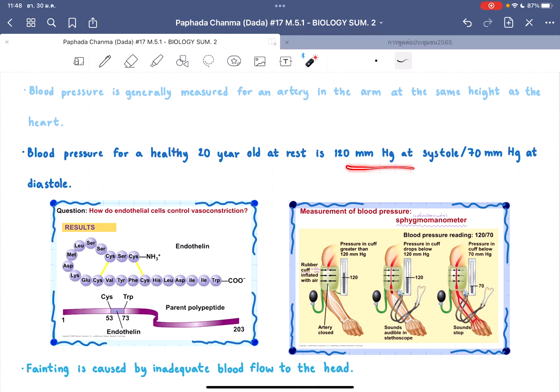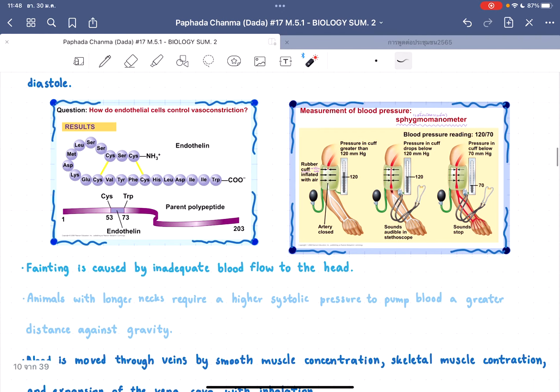So mmHg is a unit of pressure. And this was all the pressure. Oh, here the sphygmomanometer is used to measure blood pressure. But this way is a little bit of an old way, I think.